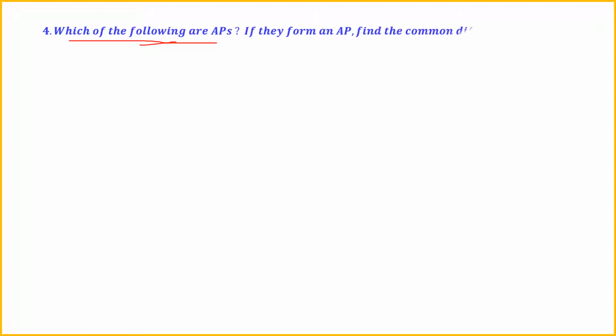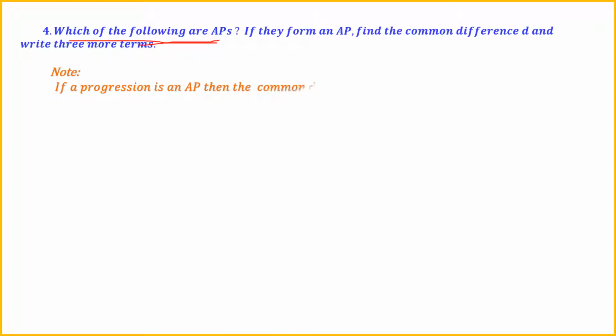The next question, which of the following are APs? So they have asked us to check if the progressions are in arithmetic progression. For this, obviously we're gonna find the difference between the consecutive terms. If a progression is an AP, then the common difference is constant, that is, the D value is constant.